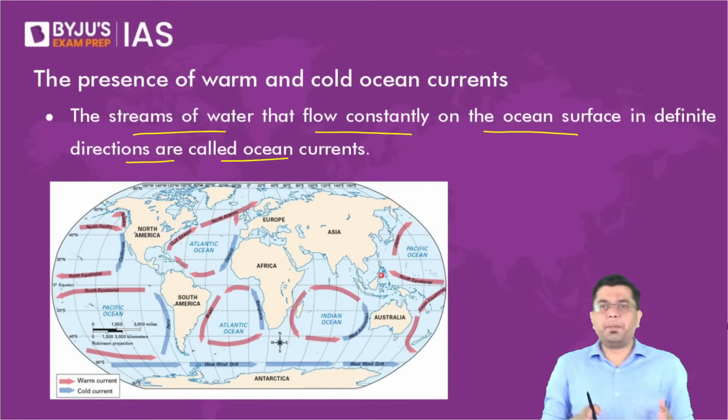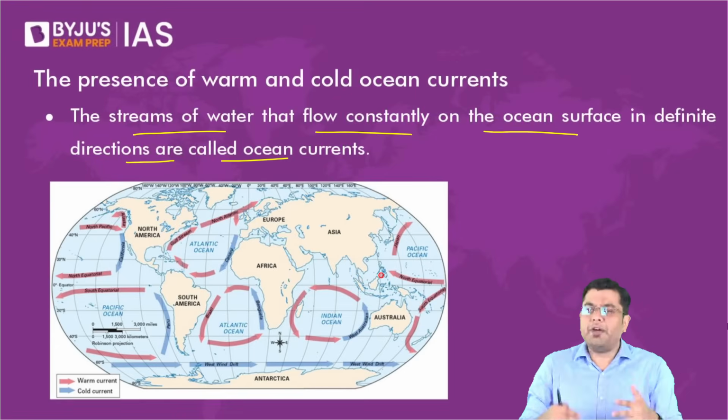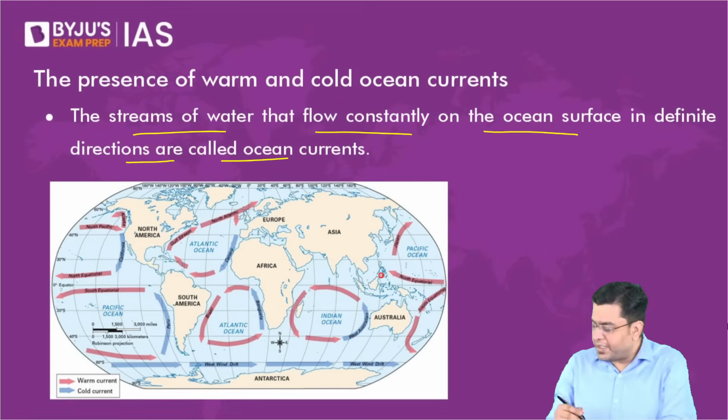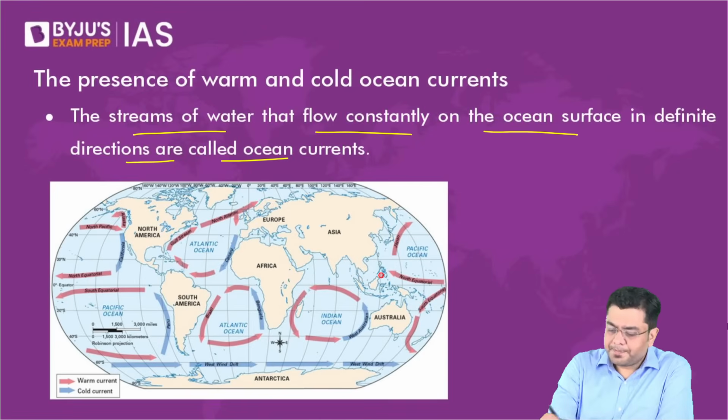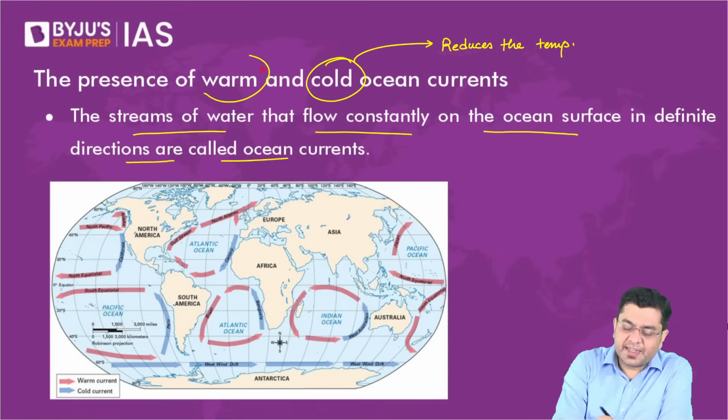So wherever you have the presence of a warm ocean current, the temperature will increase. Wherever you have a cold ocean current, the temperature reduces. Okay. So cold ocean currents reduce temperature. How and where? Let us talk about that with the help of examples. Increases.